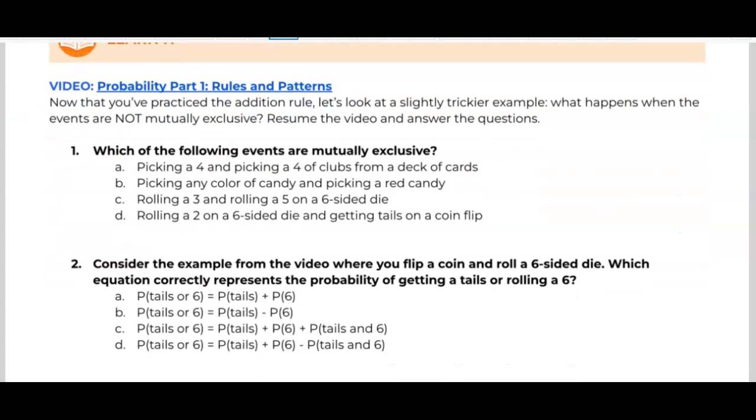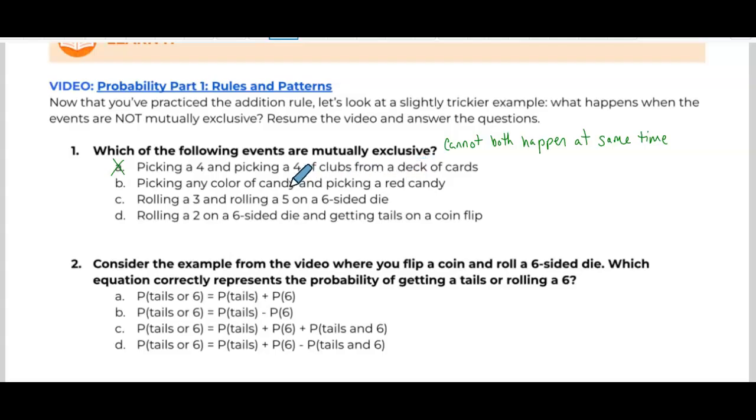All right, so for number 1, we're asking which of the following events are mutually exclusive. So that term was given in the video as cannot both happen at the same time. All right, so we want to know which one of these cannot happen at the same time. So picking a 4 and picking a 4 of clubs. Well, there is a 4 of clubs, so that would be picking a 4 at the same time, so it's not that. Picking any color of candy and picking a red candy.